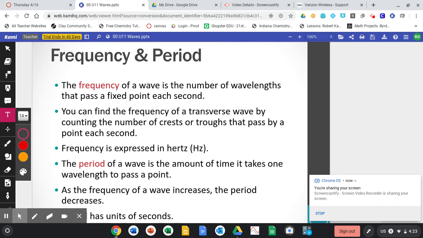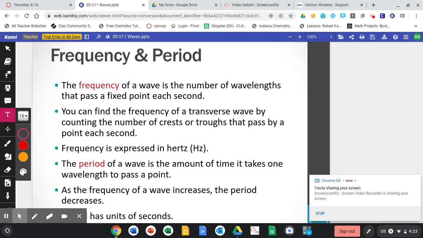Today we're going to handle a little bit of the mathematics behind waves. Some of the things that we do measure are frequency and periods. The frequency of a wave is the number of wavelengths that pass a fixed point each second. For example, in the electromagnetic wave notes we saw yesterday, gamma rays have a much higher frequency than do radio waves. And so that's what we're talking about with frequency.